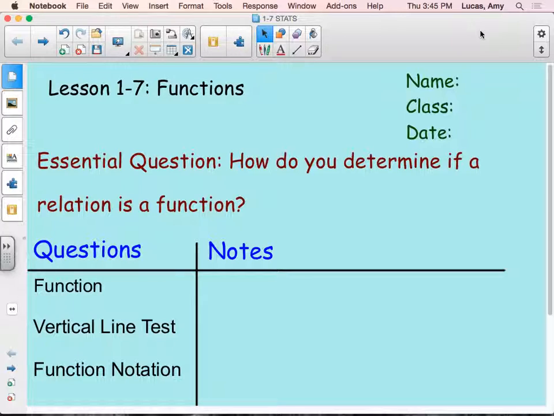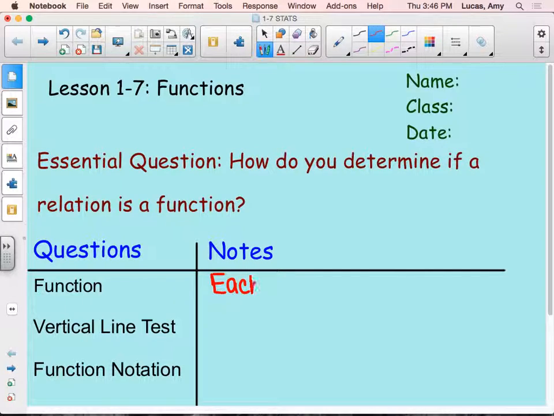So for a relation to be a function, each value in the domain is paired with one value in the range. It's a one-to-one mapping. So to be a function, each domain value corresponds to exactly one value in the range.